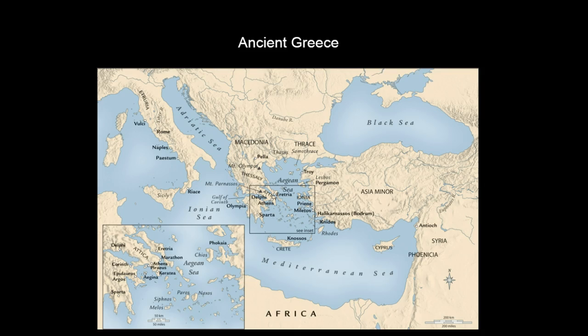Chapter 5 continues our journey through early Western civilizations. This particular civilization, ancient Greece, is not quite so old as Mesopotamian, Egyptian, or Aegean cultures. In fact, it shares geography with the Aegean cultures of chapter 4.